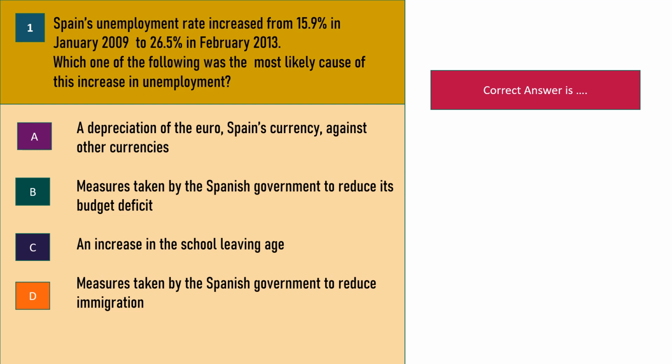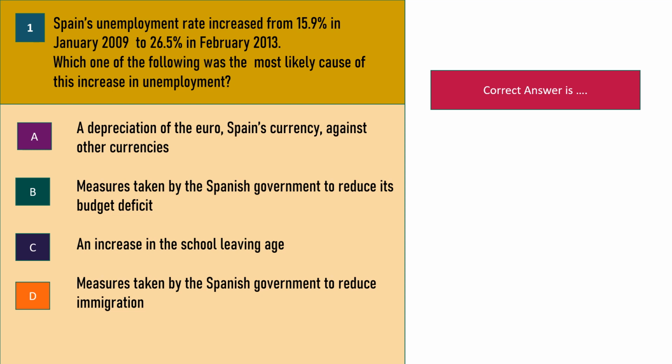So option A, depreciation of the euro, that is Spain's currency, against other currencies. As we all know, when a currency is depreciated, export prices will fall and import prices will rise. So net exports will rise, so AD will shift right, it will increase real output, so it will reduce cyclical unemployment. But here unemployment has increased, so we can reject option A. Option A is wrong.